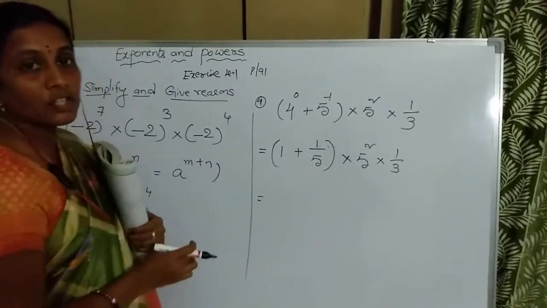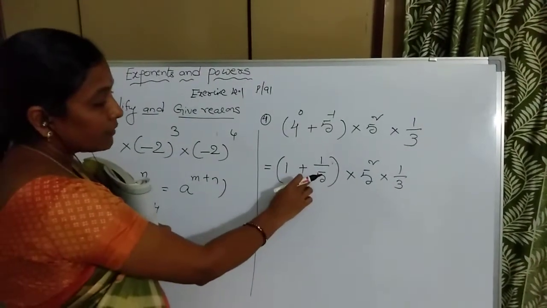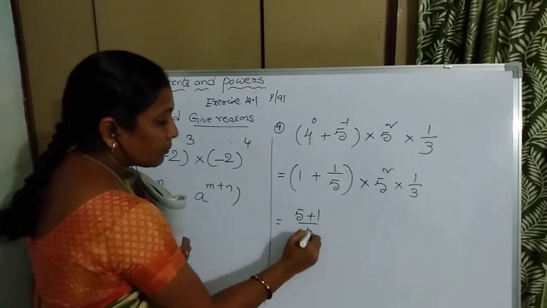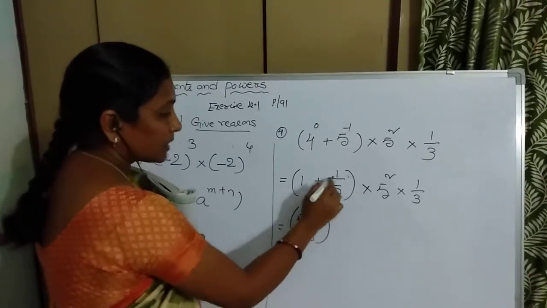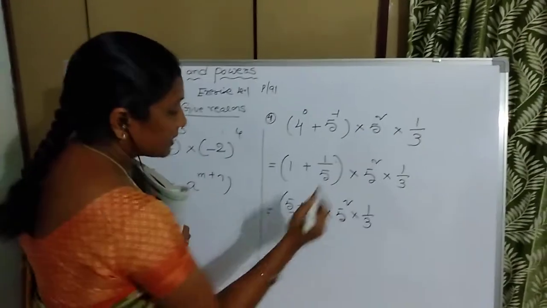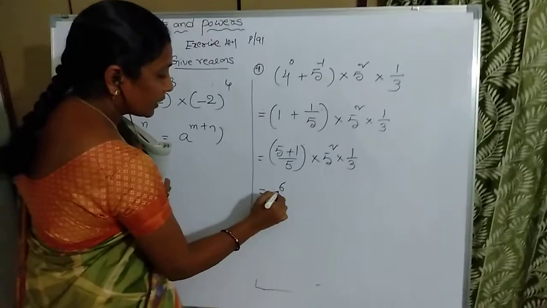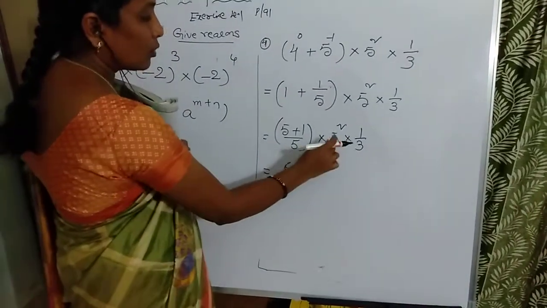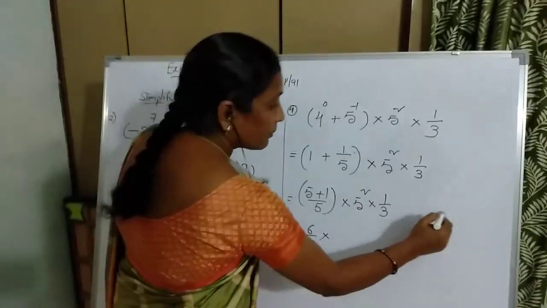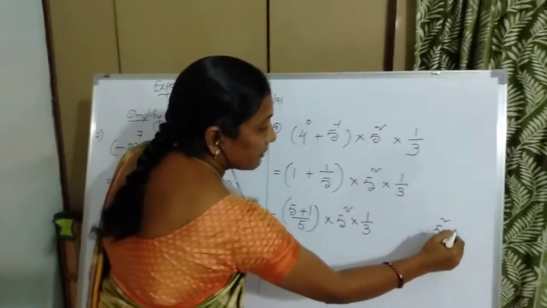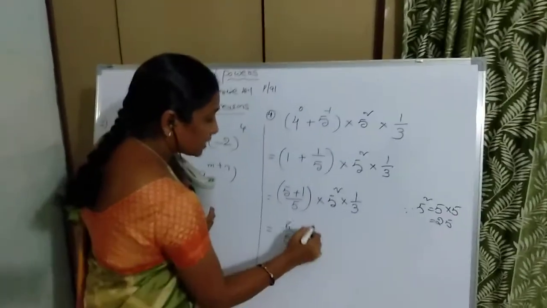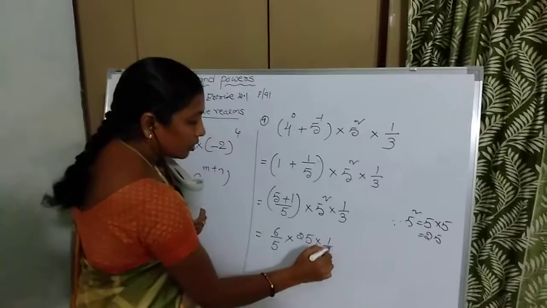So simplify 1 plus 1 by 5. By using fractions addition, 1 plus 1 by 5: 5 ones are 5, plus 1, by 5, into 5 square, and 1 by 3 remains the same. So 5 plus 1 we get 6 by 5 into 5 square. What is the value of 5 square? Yes, 5 square means 5 into 5. 5 5s are 25. So 5 square means 25, into 1 by 3.